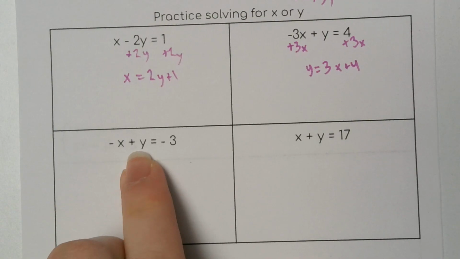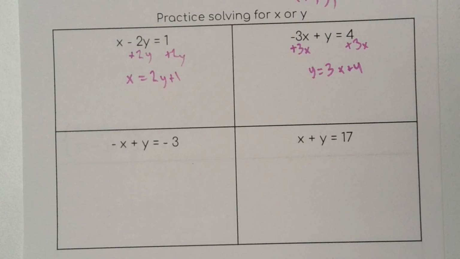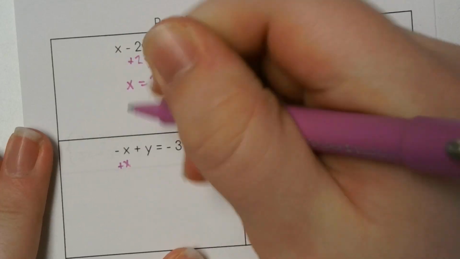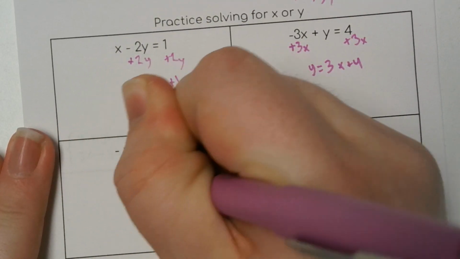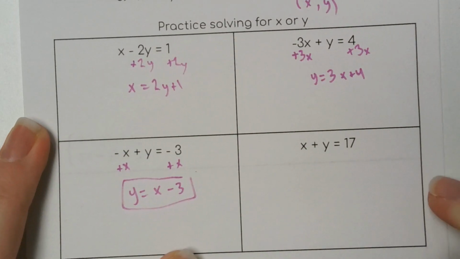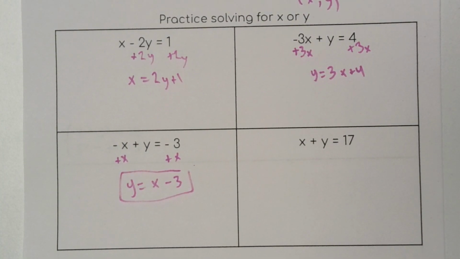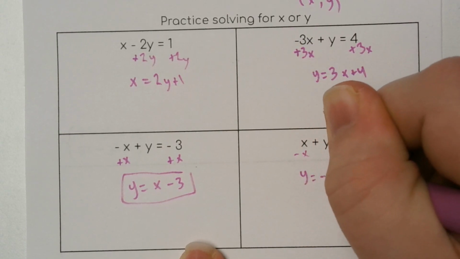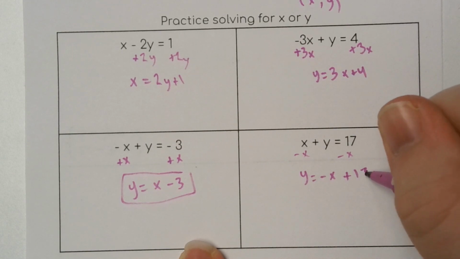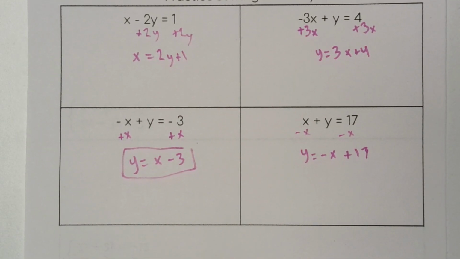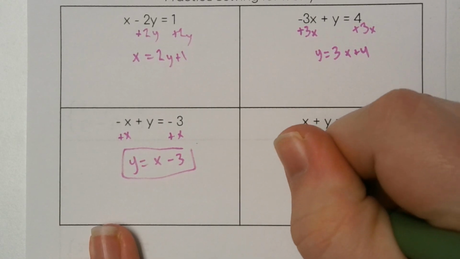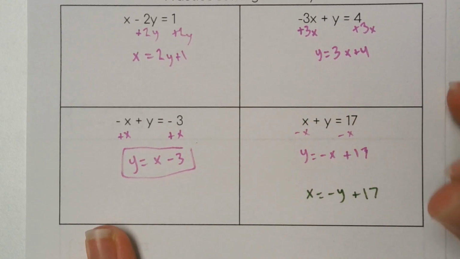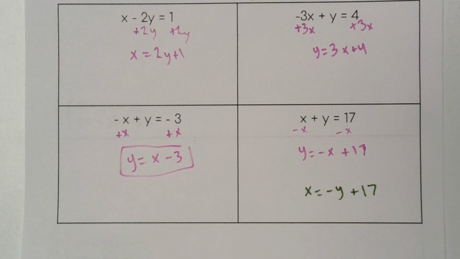This one, which was easiest to solve for? The y, so we have to move that minus x by adding x. So we get y equals x minus 3. Okay, next one. Which one's easier to solve for? Either one, right? If you solve for y, we would subtract the x, and we get y equals negative x plus 17. If you solve for x, you would have subtracted the y and gotten x equals negative y plus 17. Either way is correct. It does not matter which way you did it.